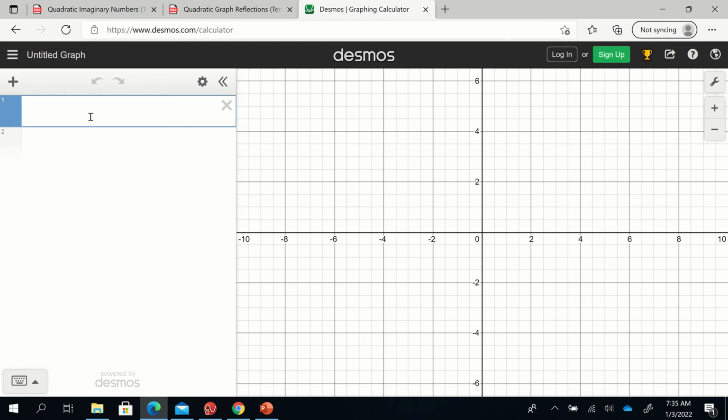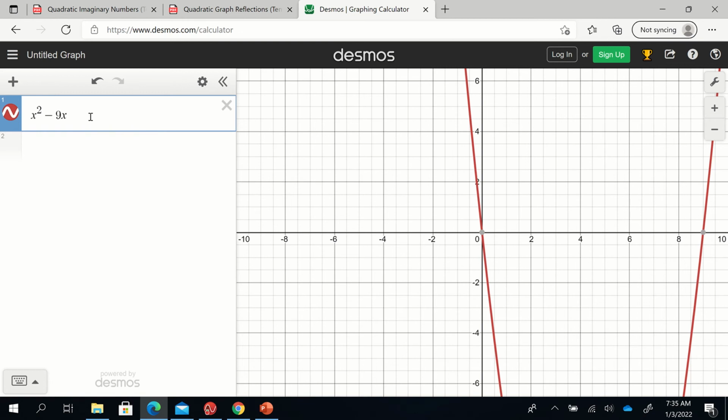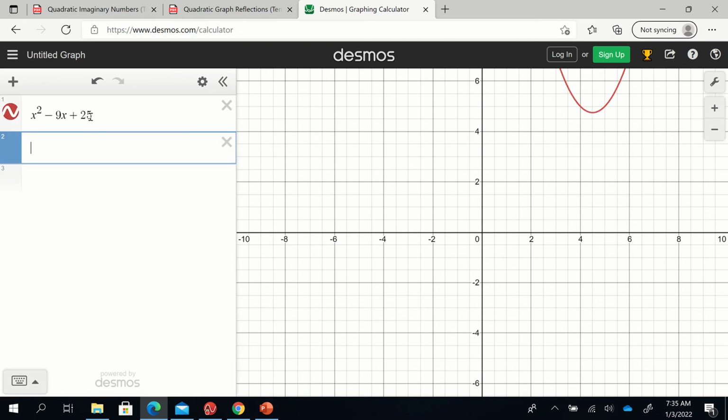And what you're going to do, you're just going to graph the function. So you can do exactly the way it is, or you can put y equals f of x. It doesn't matter. But I'm just going to type x squared minus 9x plus 25. Hit enter. Actually, you really don't have to hit enter, but I did. So right here's the graph.